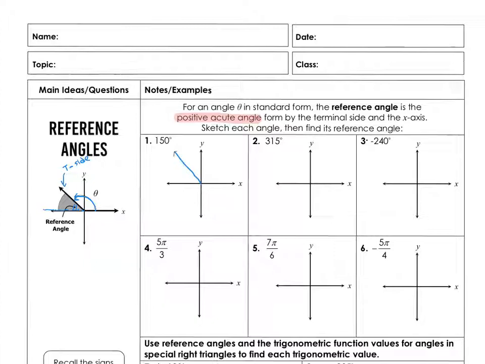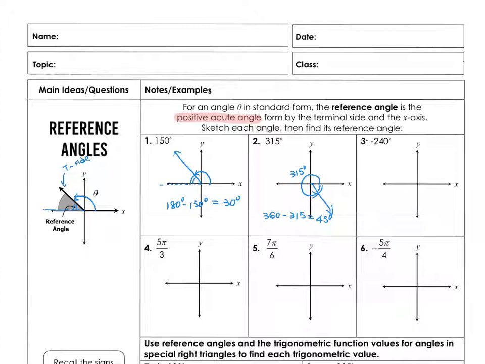So easy. Graph the angles first. That's 150. And notice that the acute angle associated with the x-axis is actually here. So it's 180 minus 150. That positive and acute angle is my reference angle. 315 is here. So it's simply 360 minus 315 equals 45 degrees, right? Because it's really here I'm looking at.